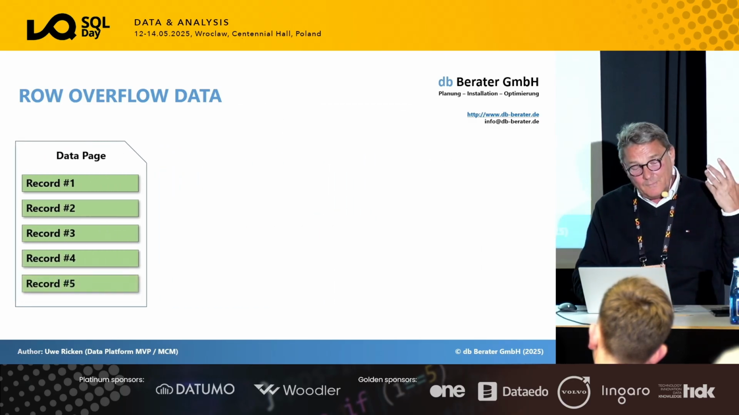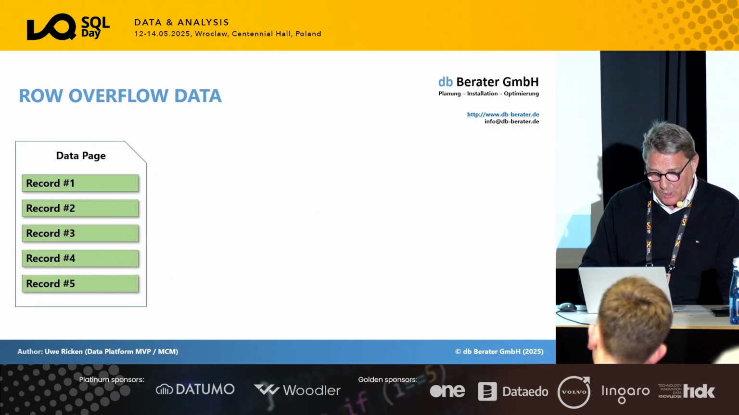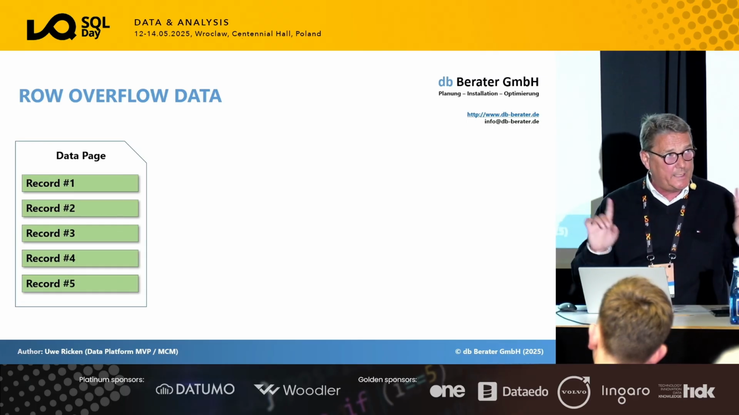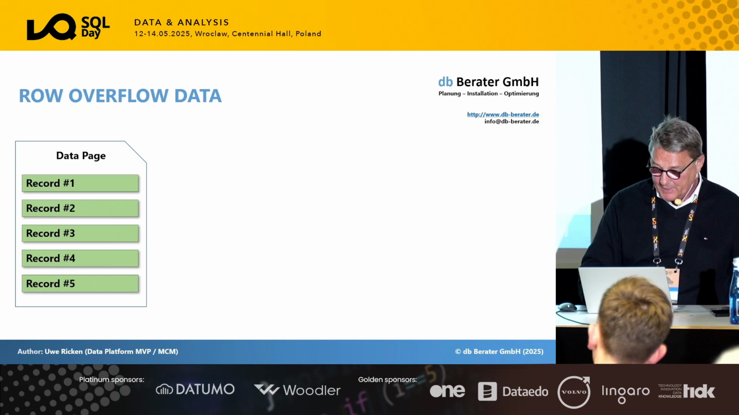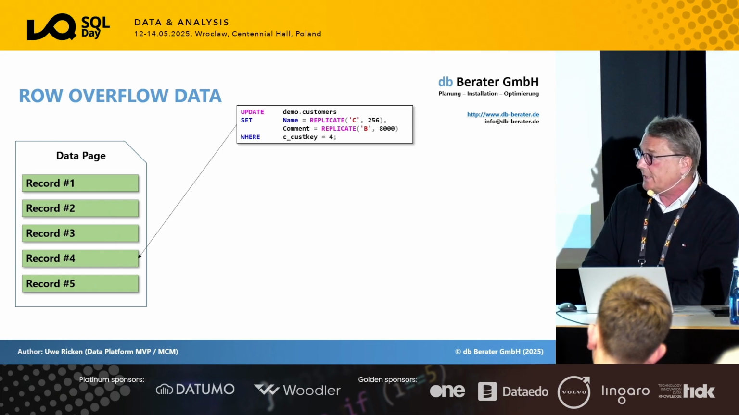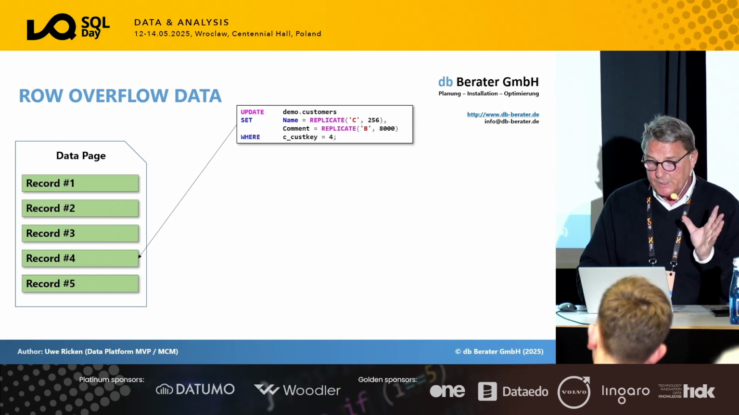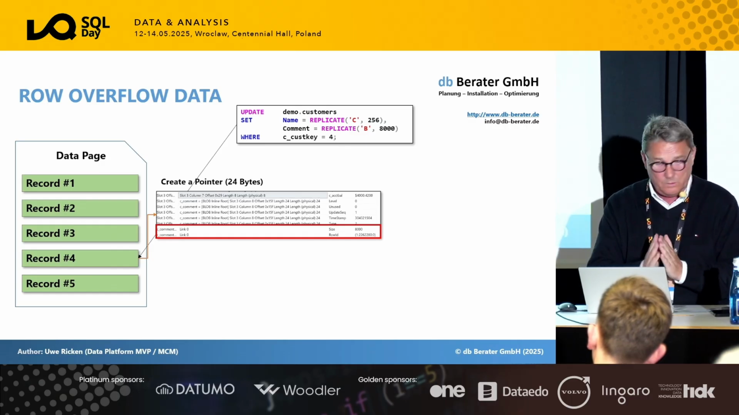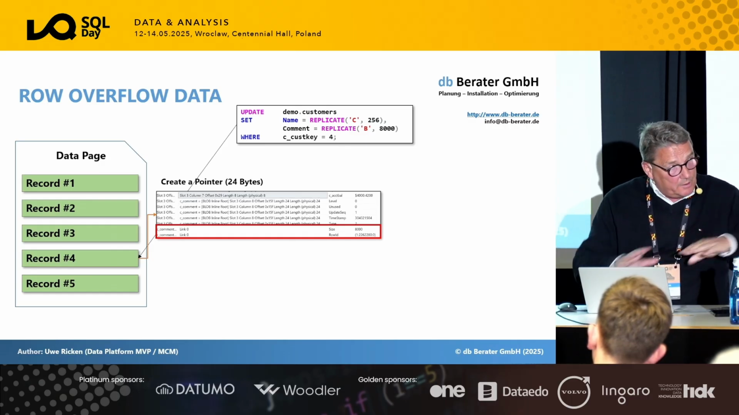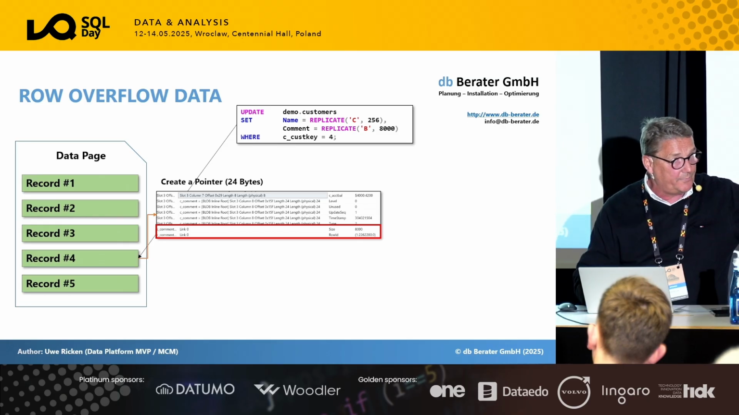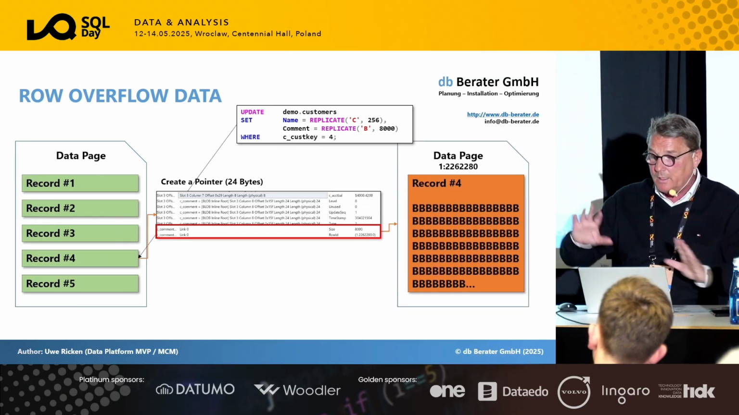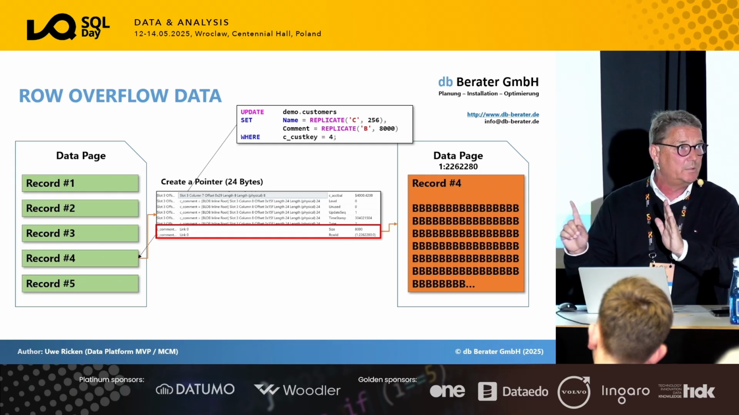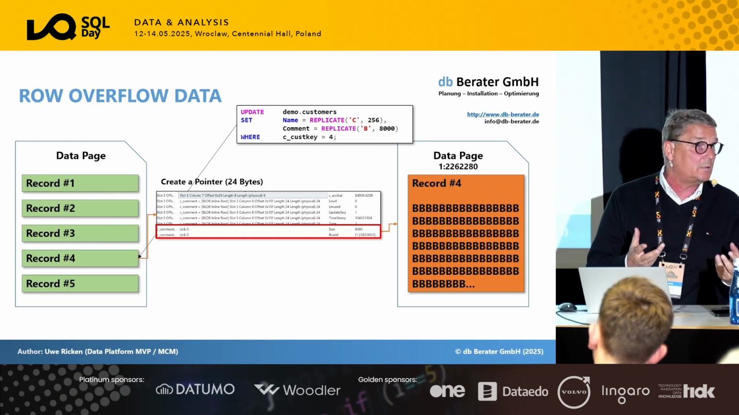So, here comes the next demo. What I showed you is what happens with row overflow data when the row size exceeds 8,060 bytes. This is a comment here. This is my statement. Then SQL Server will add a pointer to the row, and it will not make room for the rest of the data, but it will store it on another data page, which costs you additional IOs. And that is the expensive part of row overflow data.